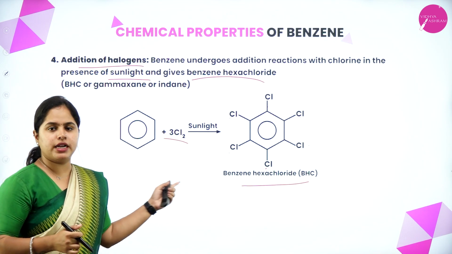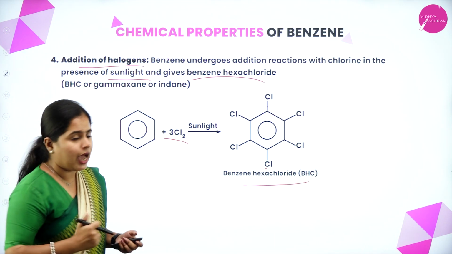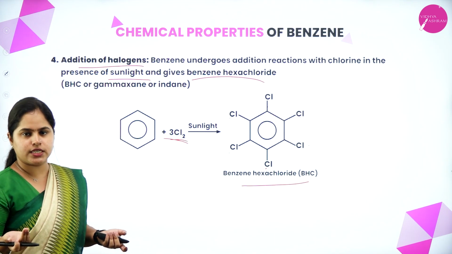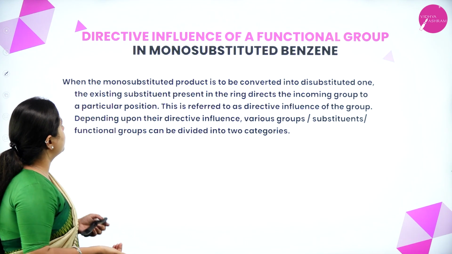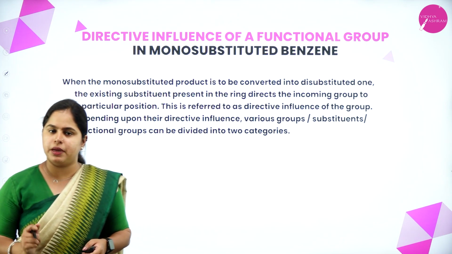In each carbon atom, 1 chlorine atom will be added. So as you can see, 3 moles means you will have a total of 6 atoms of chlorine, right? Moving on to the next topic, the directive influence of a functional group in mono-substituted benzene.